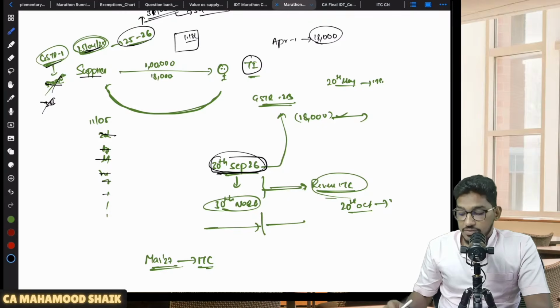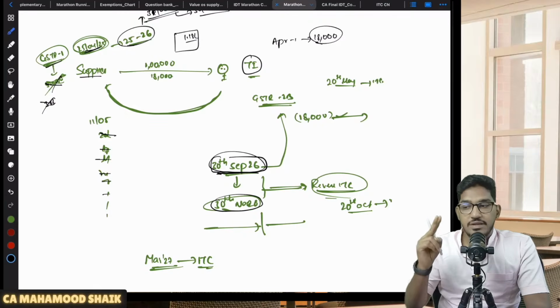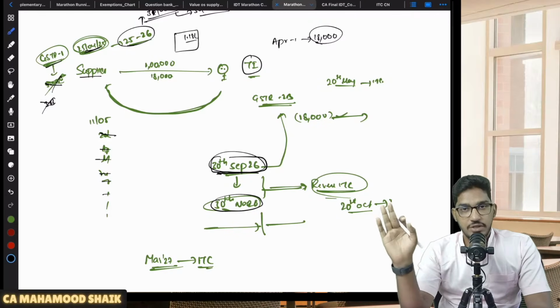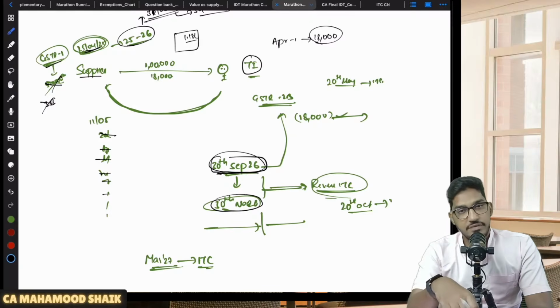Sir, till 30th of September 2026 also, if this supplier has not filed his GSTR 3B, then they will intimate to this recipient, "Boss, you have made a purchase from such a supplier who did not file his GSTR 3B. Please return the ITC whatever you have availed by 30th of November." So they will give you 2 months of time. So by 30th of September, they will intimate you.